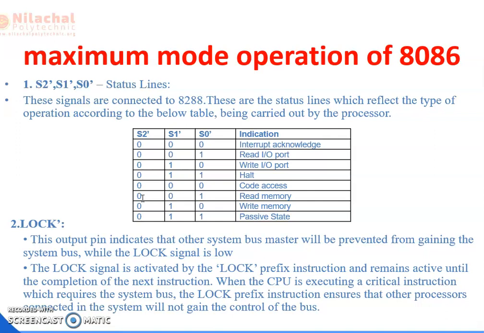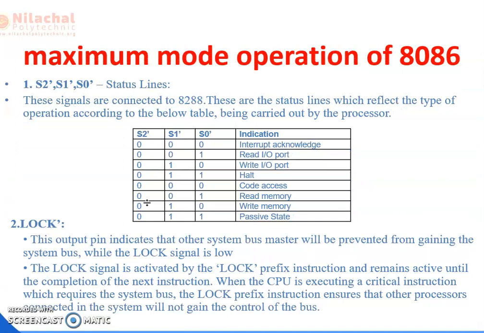Then when all are 0, it is code access. When S2 is 0, S1 is 0 but S0 is 1, it is read memory. When S2 is 0, S1 is 1 and S0 is 0, it is write memory. And when S2 is 0, S1 is 1 and S0 is 1, it is passive state.